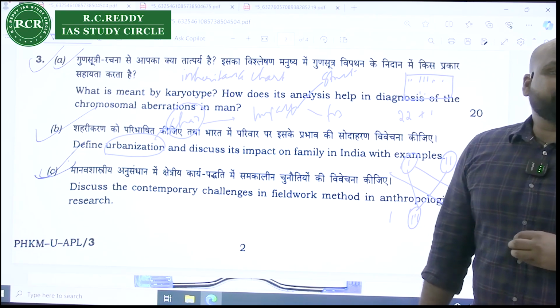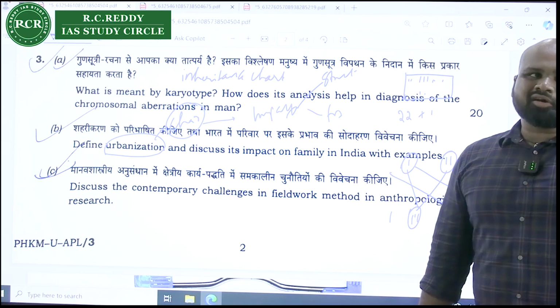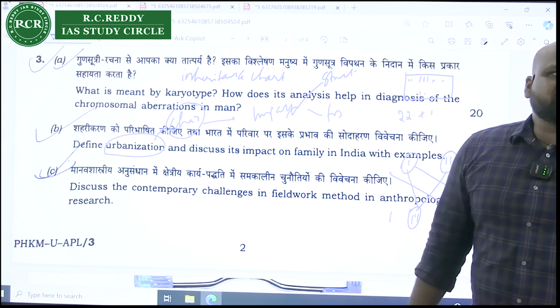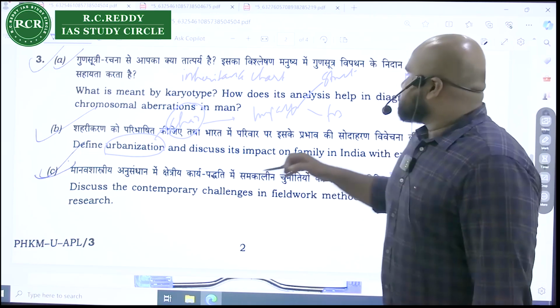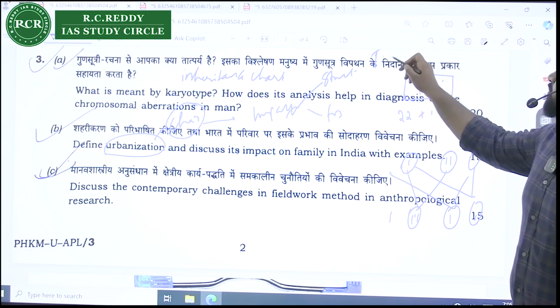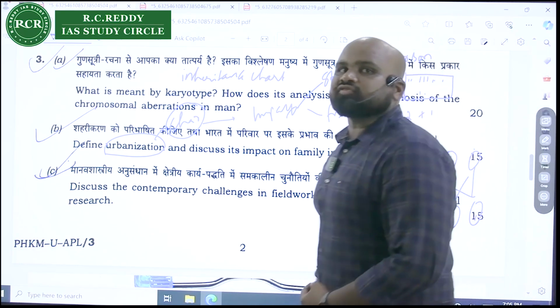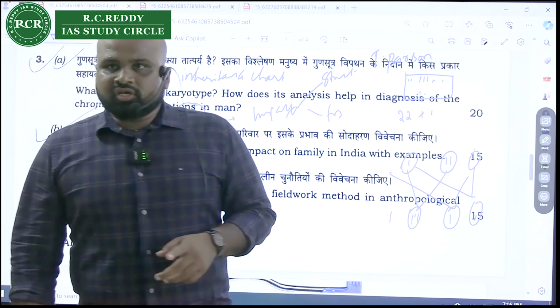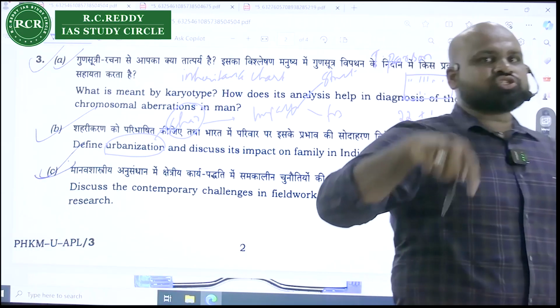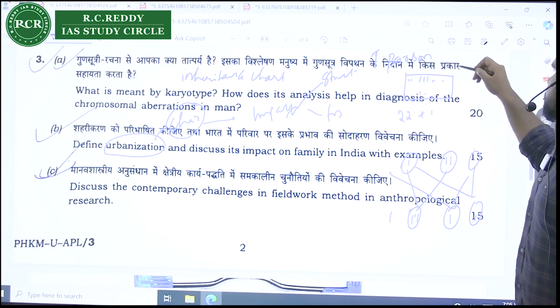In the context of the functional aspect, we see two people categorically talking about the impact of urbanization. One is Talcott Parsons. Talcott Parsons categorically talks about the changing functionalities of a particular family with respect to urbanization. And Talcott Parsons' student was Merton.